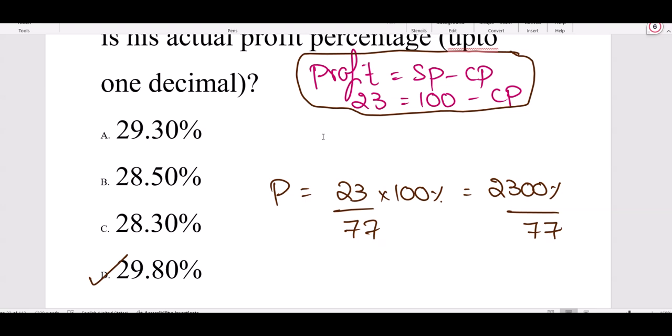Because 77 into 3 will give 231. Okay, into 30 will give 2310. It's near to that, so 29.8 is what.